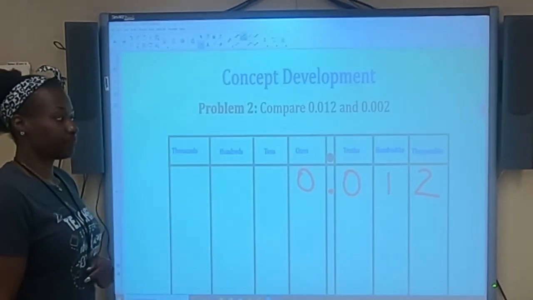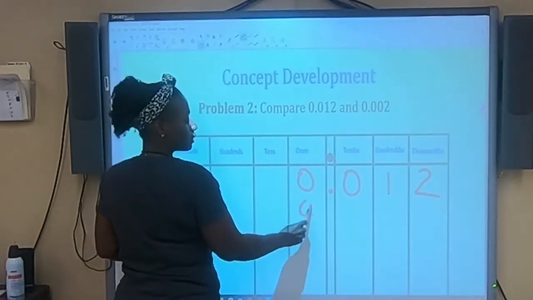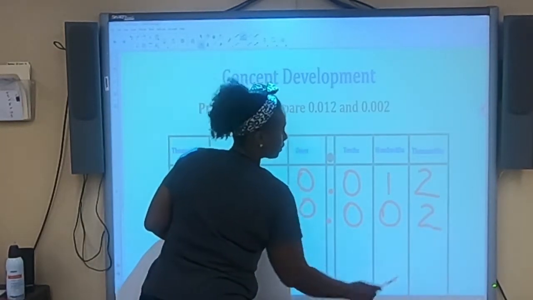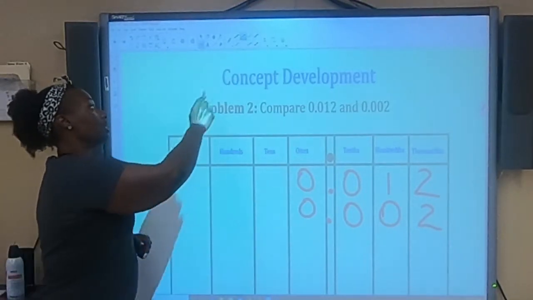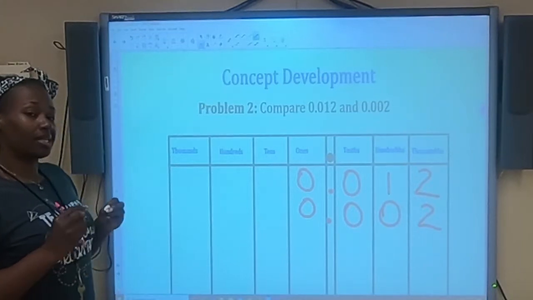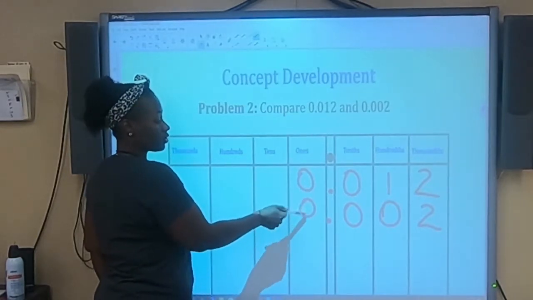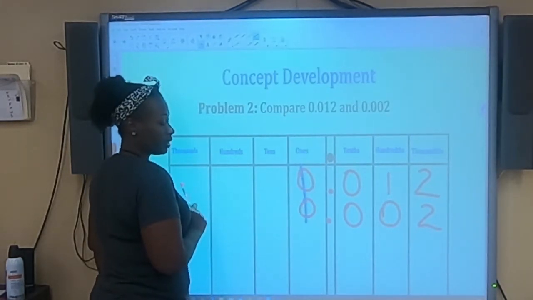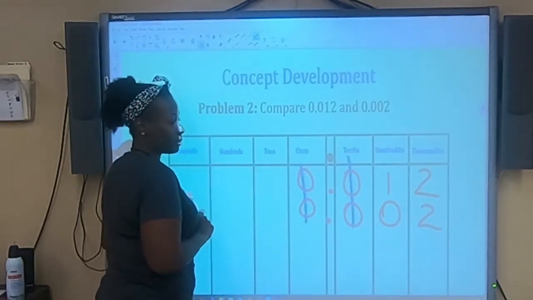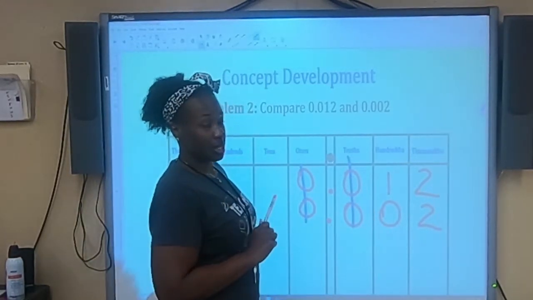There's my first number. Now for my second number, I need 0 in the ones, 0 in the tenths, 0 in the hundredths, 2 in the thousandths. The same steps we did on the previous problem, we're going to do on this problem. Remember, if the place value has the same digit, that does not help me. So in the ones place, we have 2 zeros, which are the same, doesn't help us. The tenths place has 2 zeros, which are the same, so it doesn't help us. The hundredths place has different digits. That's what's going to help us.